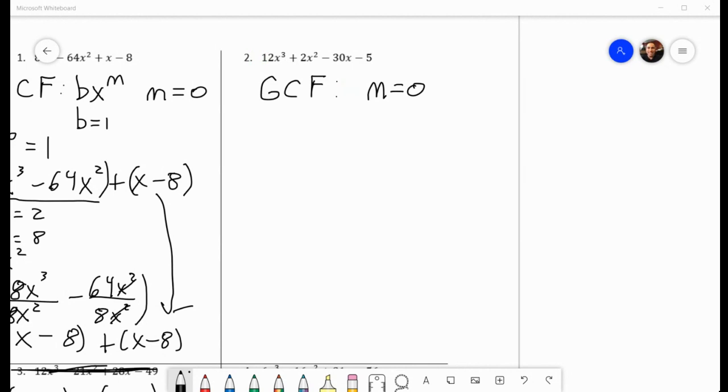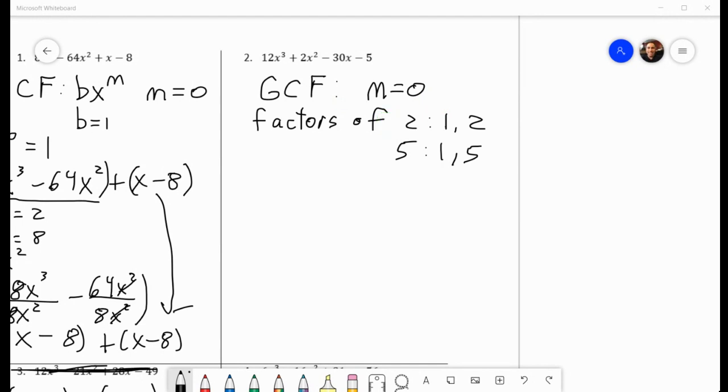Okay, what about the coefficients and the constant term? Well, let's look at the factors of 2 and 5. For 2 alone, you're going to have just 1 and 2. Those are the only factors of 2. Now, if you look at the factors of 5, you would get 1 and 5.